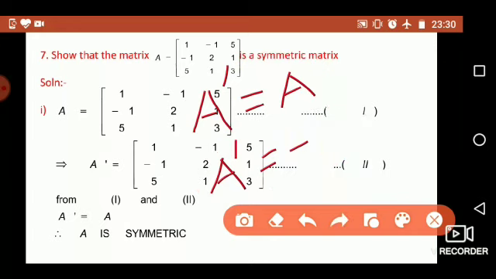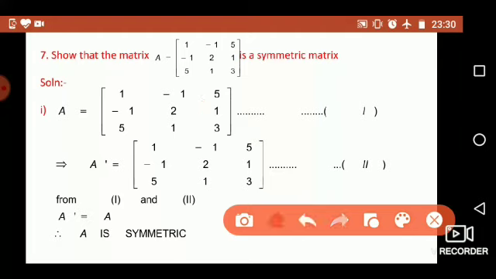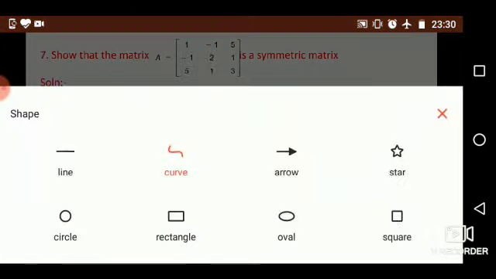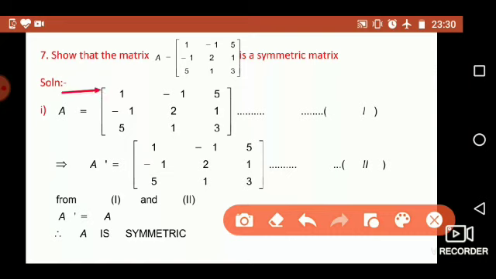Now in this example, we have to prove that A dash is equal to A. Let me begin with the first question. The given matrix A is equal to the elements contained in the first row are 1, minus 1, 5, second row elements are minus 1, 2, 1, and third row elements are 5, 1, 3. Let me denote this equation as 1.